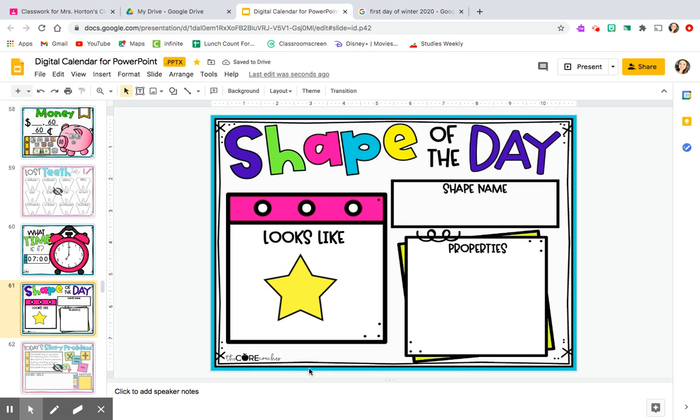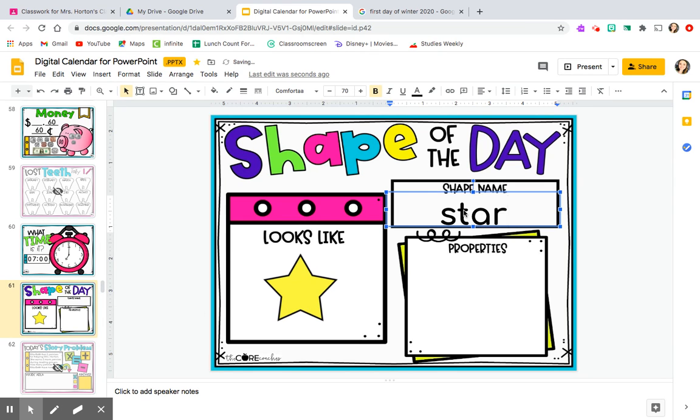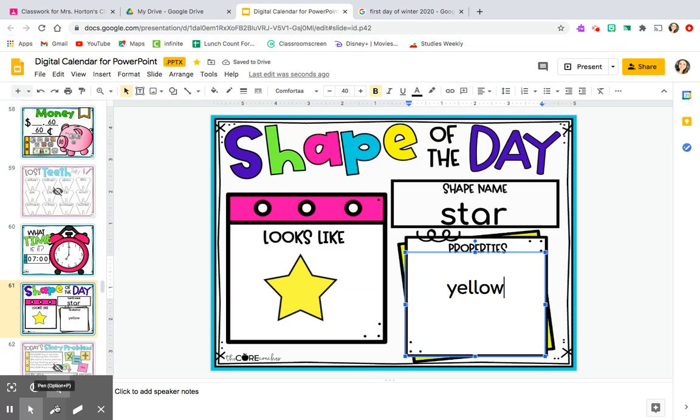Shape of the day. This is called a star, guys. We love seeing stars in the sky. You probably see some stars on your Christmas tree, too. So this star is yellow. I wonder how many sides this star has. I bet it has a bunch. Let's count them. 1, 2, 3, 4, 5, 6, 7, 8, 9, 10. Oh my goodness, this star has 10 sides.